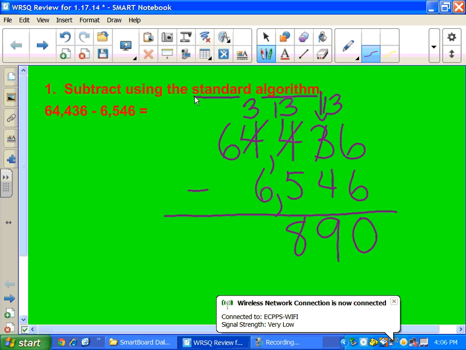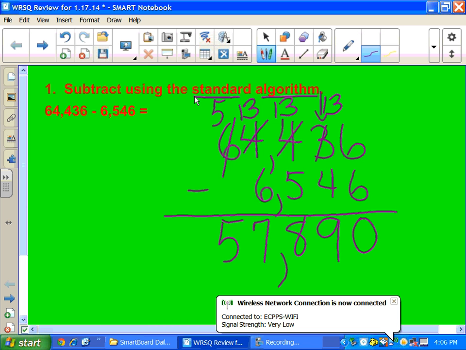I go to my thousands place. I have 3,000, but I'm trying to subtract 6,000. I don't have enough, so I go to my 10,000s. I grab one 10,000, and if I take that one group of 10,000 and break it into 1,000s, then I get 10 of them, and 10 thousands plus 3 thousands is 13 thousands, and 13 thousands minus 6 thousands is 7 thousands. And I don't want to forget my 5 ten-thousands over here, and 5 ten-thousands minus no ten-thousands is 5 ten-thousands.